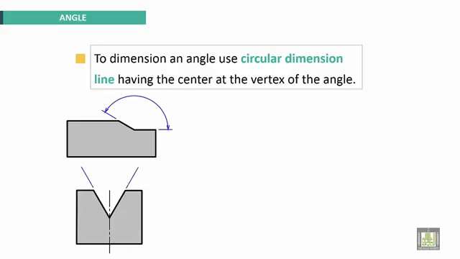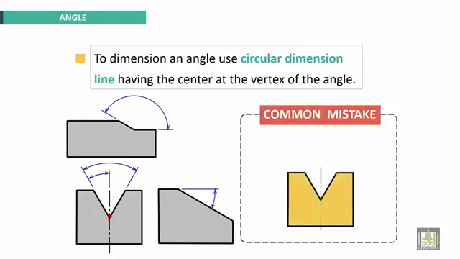Okay. This is another example. This circular dimension line has a center here, the center at the vertex of the angle. Okay. Here, this is the angular dimension. Common mistakes here: for this vertex, this circular dimension line has no center here. This is wrong.